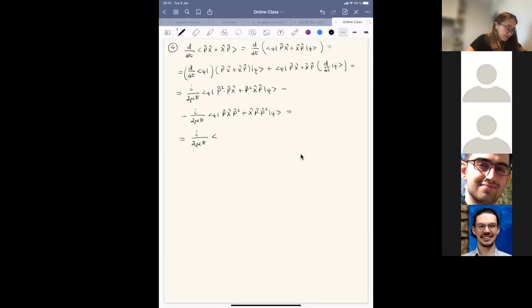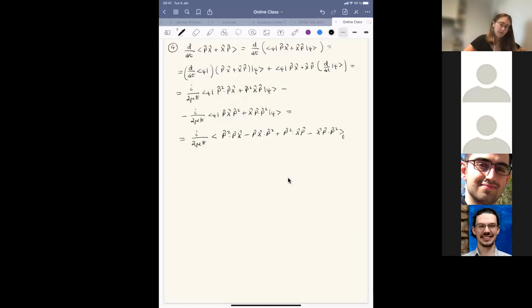And here we get the following average. So we get P squared PX minus PX P squared. I'm just regrouping the terms. So I regroup this one with this one, and there are two left, which is P squared XP minus XP P squared. These are just these two terms, the average at time t.